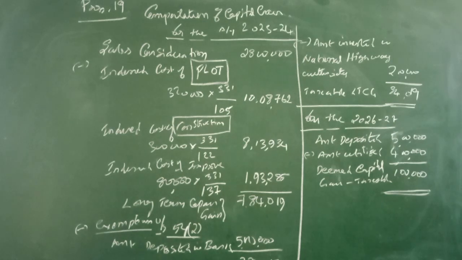Now in this case, for the assessment year 26-27, that amount withdrawn from the capital gain scheme is taxable. Okay, so the total amount of deposit is 5 lakh rupees and the amount utilized is only 4 lakh rupees. The balance of 1 lakh rupees is not utilized, so that amount is taxable. So it is considered as deemed capital gain and it is taxable, mind it carefully, for the assessment year 26-27 only. Okay, so 2 points you should know.